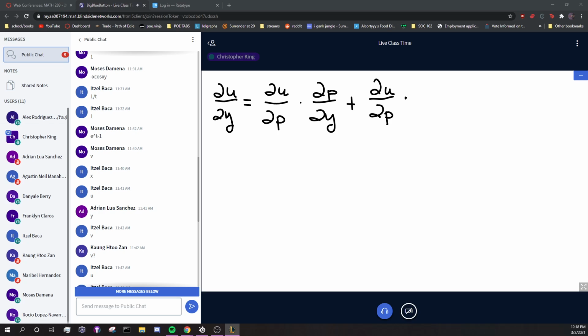excuse me, not p again. It should be q, times the partial of q in respect to y, plus then we have the partial of u in respect to r times the partial r in respect to y. Okay. All right. Any questions here?